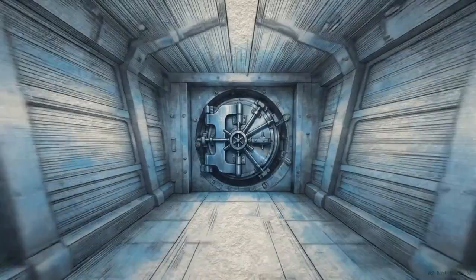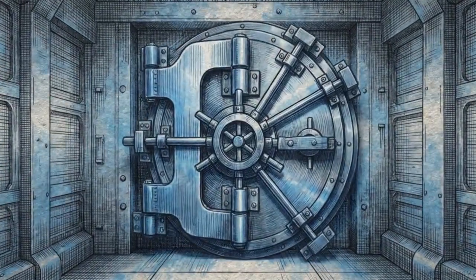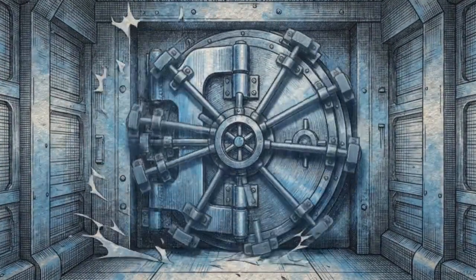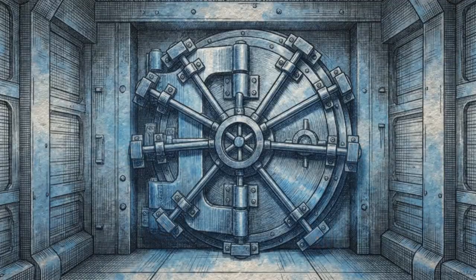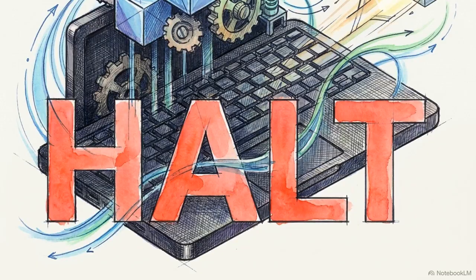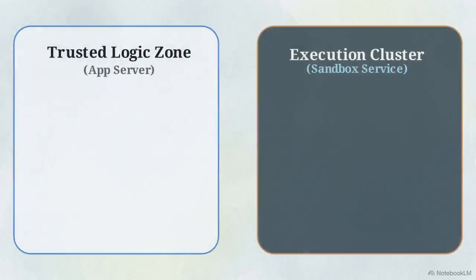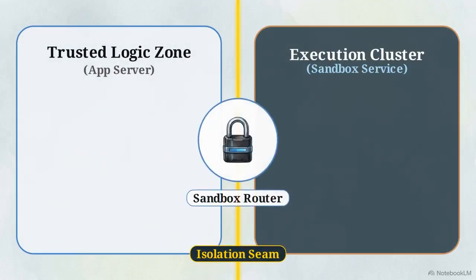Now the AgentController has its context and formulates a plan, an action payload that requires executing an arbitrary Python script. At this exact moment, the platform's core security directive takes over. The app server will never execute this code locally. The architecture relies on the isolation seam, a physical boundary severing the reasoning server from the execution runtime.